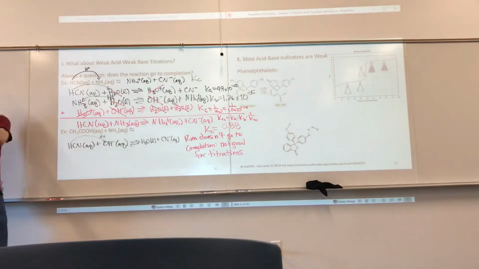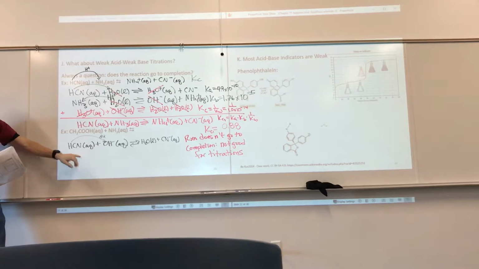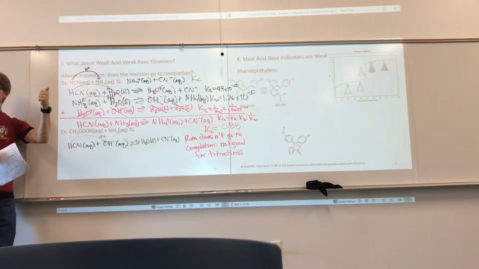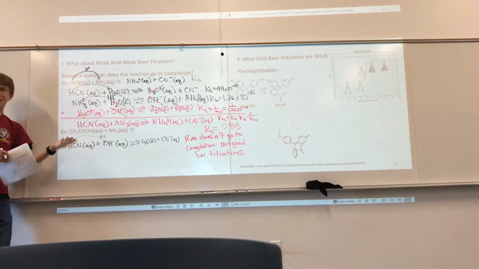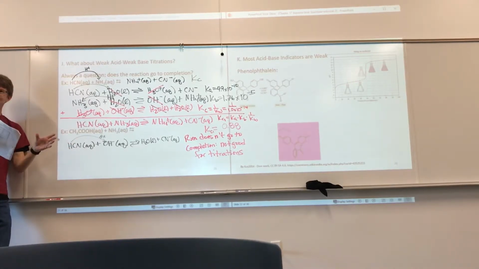So I don't know the exact question. We'll have to talk about it afterwards, David. But there's only Kas, Kbs, the reverses of them, and Kws. And while it seems like there's a bazillion alternatives, it's just combinations thereof.